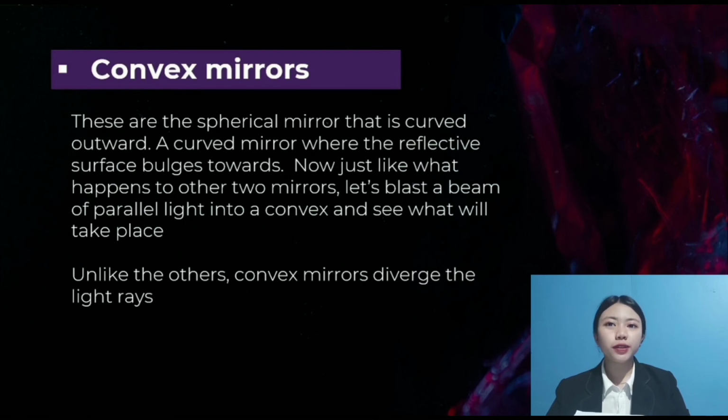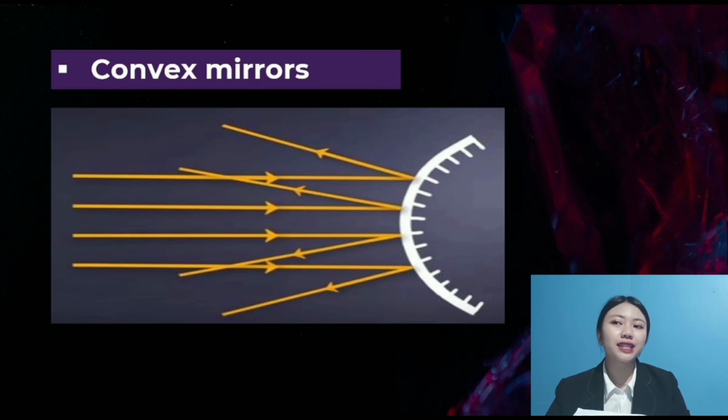Okay, next are convex mirrors. These are spherical mirrors that are curved outward, a curved mirror where the reflective surface bulges towards the viewer. Now, just like with the other two mirrors, let's imagine blasting a beam of parallel light into a convex mirror and see what takes place. Unlike the others, convex mirrors diverge the light rays. That's why they are also called diverging mirrors. Now let's find out what reflected image it can produce.